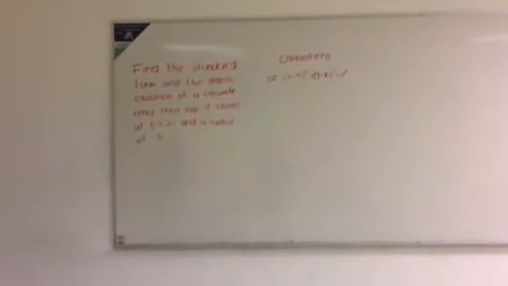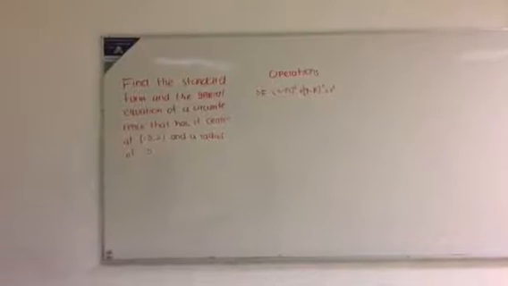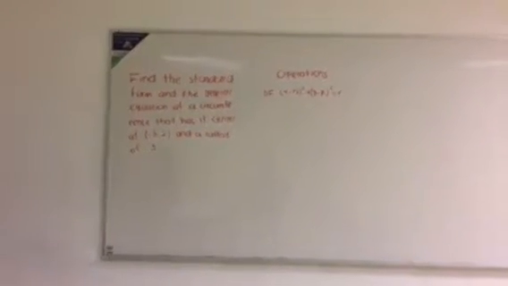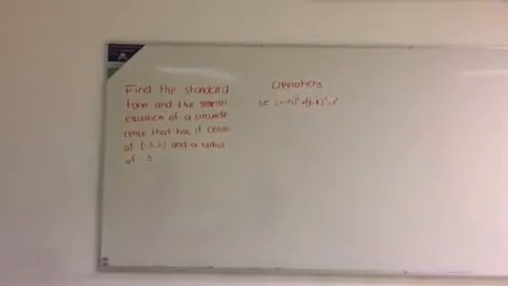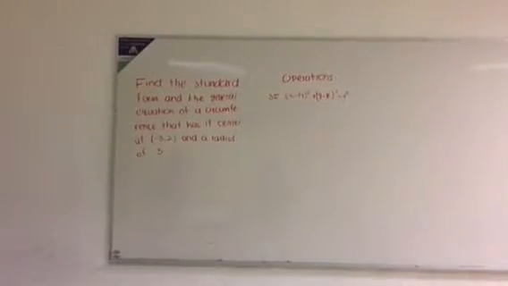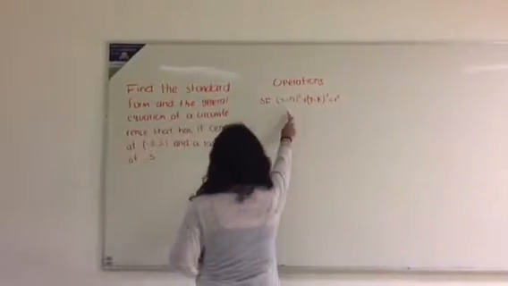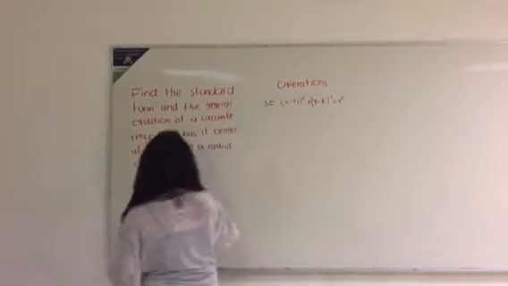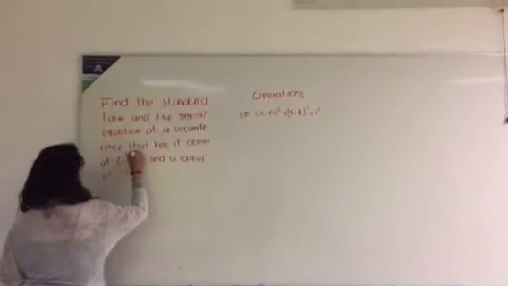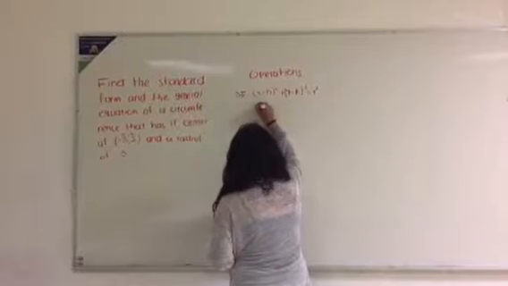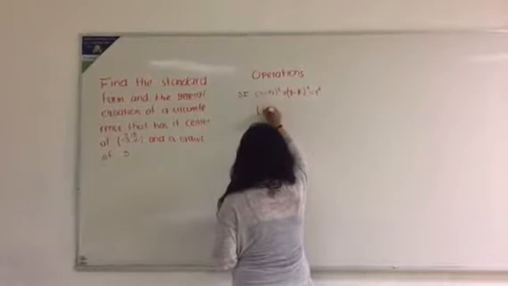So the second problem of the circumference. We have to find the standard form and the general equation of a circumference that has its center at minus 3, 2 and a radius of 3. So we have this formula, and we know that this is h, k. To obtain the standard form, we are just going to put the values here.